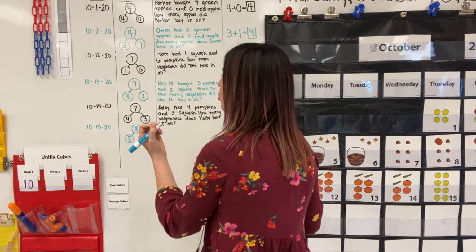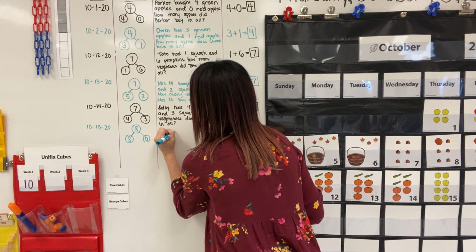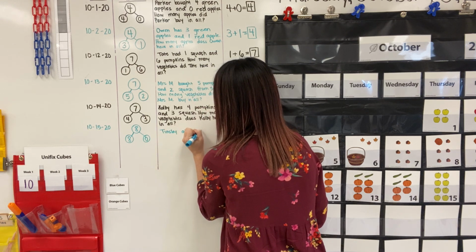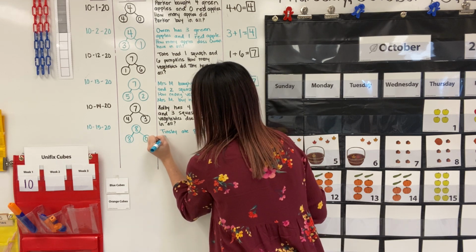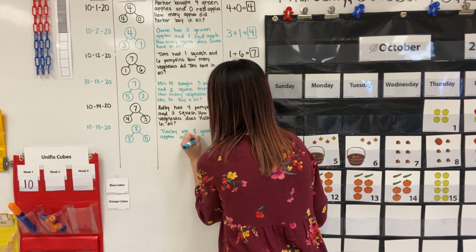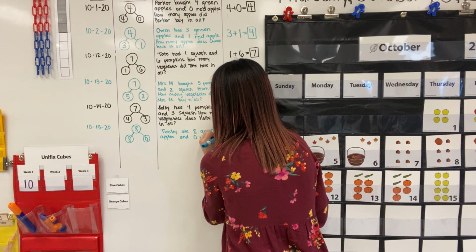Okay, we're going to write a story about Tinsley today. Tinsley ate 8 green apples. That's a lot of apples, isn't it? And 0 red apples.